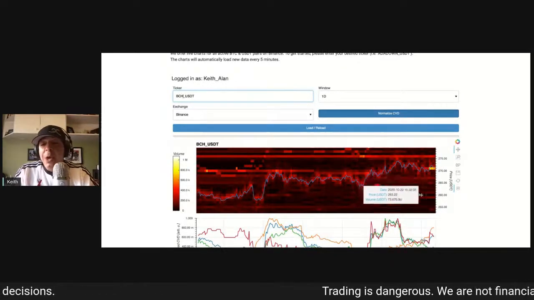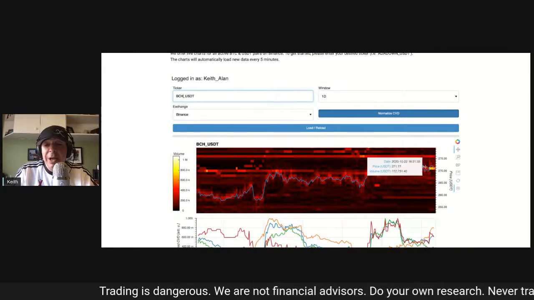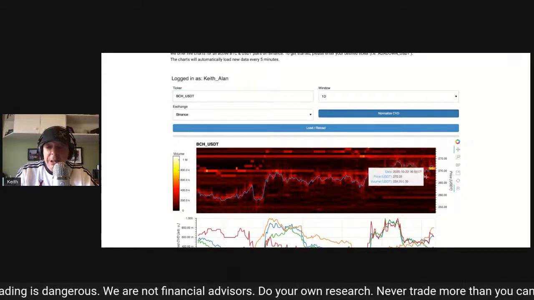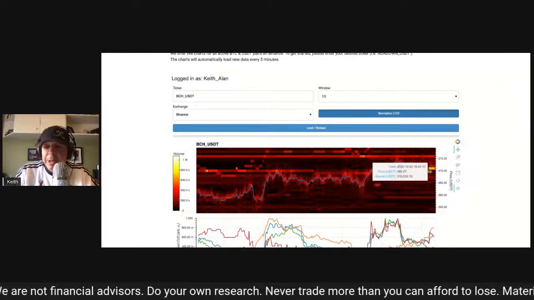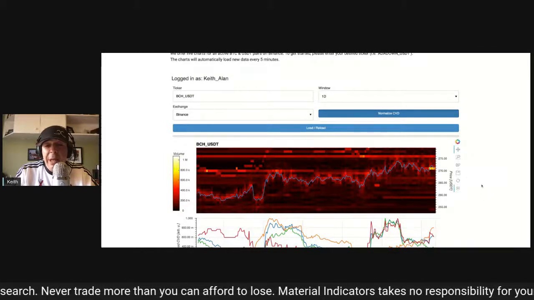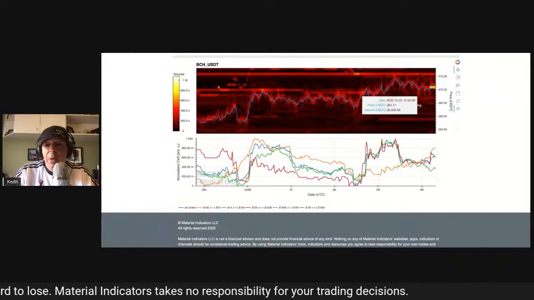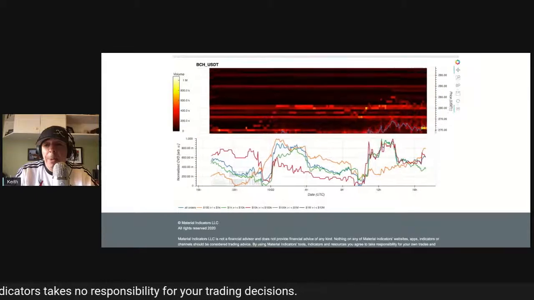All right, so Bitcoin Cash looks like it just broke resistance and fell back on support. So is this a flip? Is this an RS flip? Let's see if we can get a better idea of what's happening here, right? So I want to take a look a little broader.